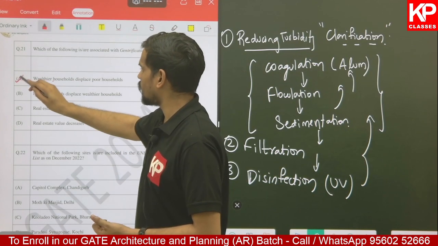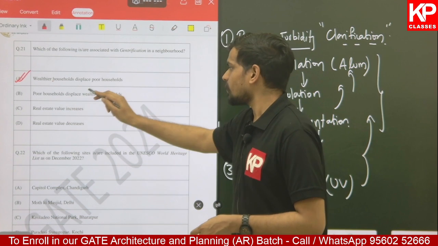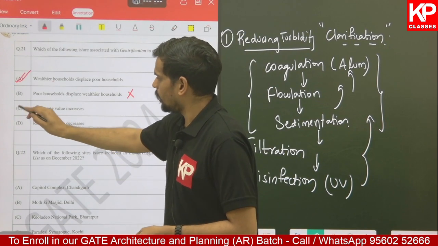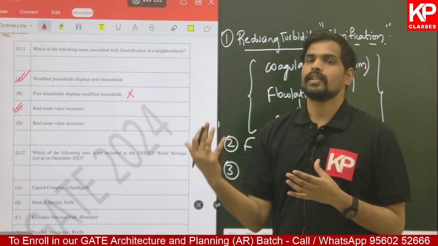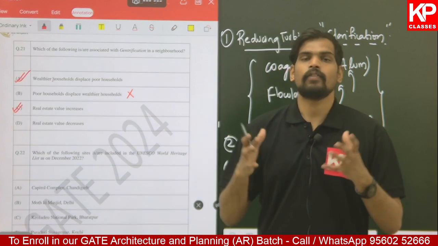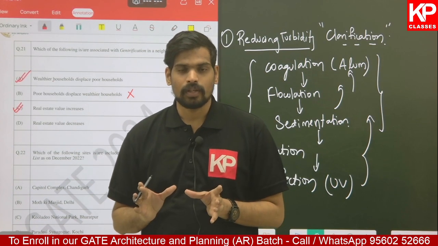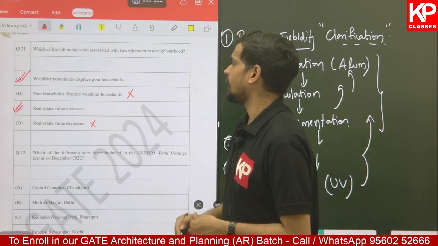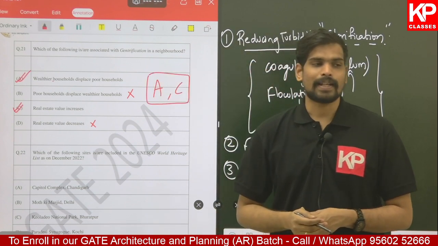So wealthier households will replace the poor households. That's the first correct option. Poor households displace the wealthier household. That's not correct. That's an opposite statement. Real estate value obviously increases in gentrification, because when there is an influx of affluent population, there is growth in the real estate value. If you want to buy a property in that particular neighborhood, it will cost you more, because there is an influx of affluent and wealthy families. Overall, services of that neighborhood will become costlier. So real estate value will increase because of that reason. Decrease is not a correct statement. A and C both will be the correct options again for this multiple select question.